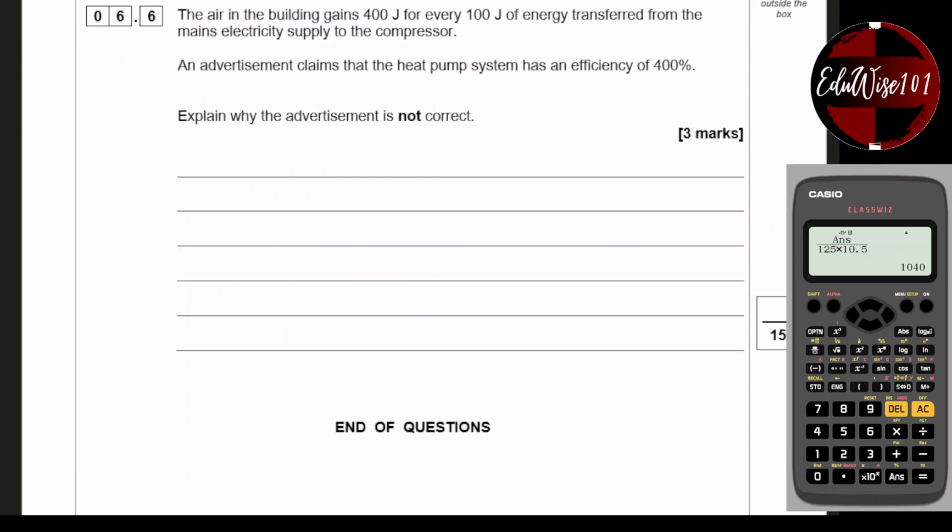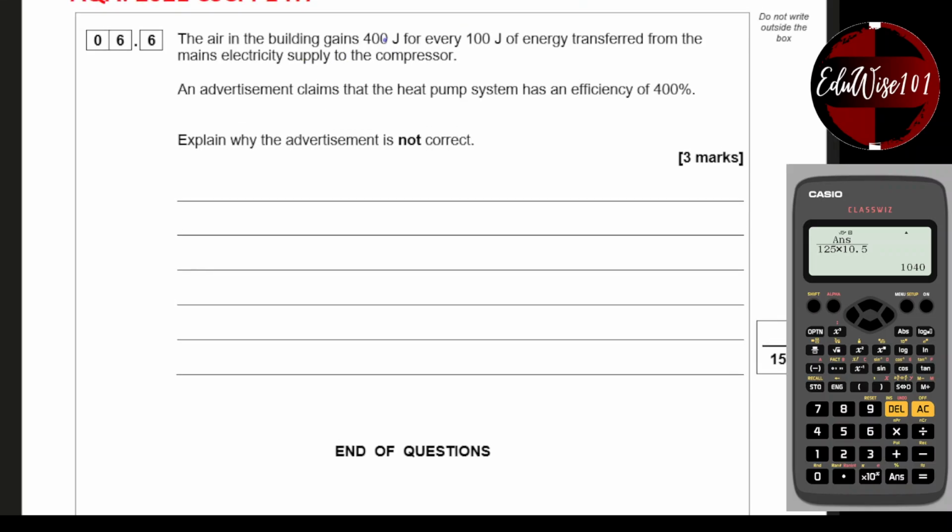Question 6.6. The air in the building gains 400 joules for every 100 joules of energy transferred from the mains electricity supply to the compressor. So it's actually getting more energy than you're putting in. An advertisement claims that the heat pump has an efficiency of 400%. Now, that can't be right. Explain why the advertisement is not correct, because we haven't invented a machine which is even 100% efficient. It always loses energy, so it can never be 400% efficient. So how come the building is getting more energy than what you're putting in? Well, the energy should be coming from somewhere else. So for 3 marks, explain why this advertisement is not correct.